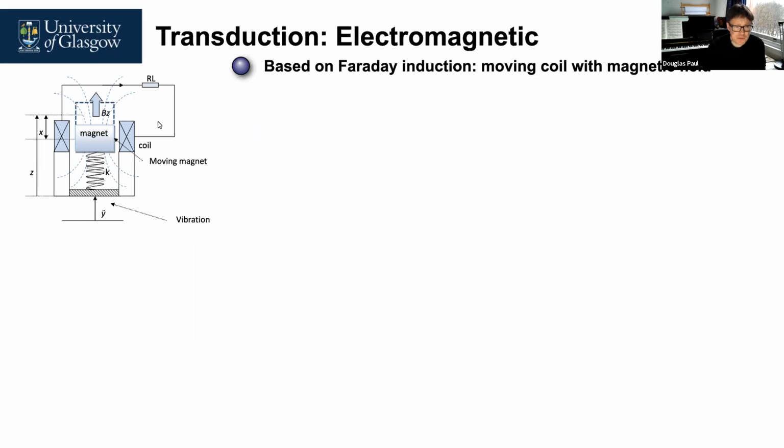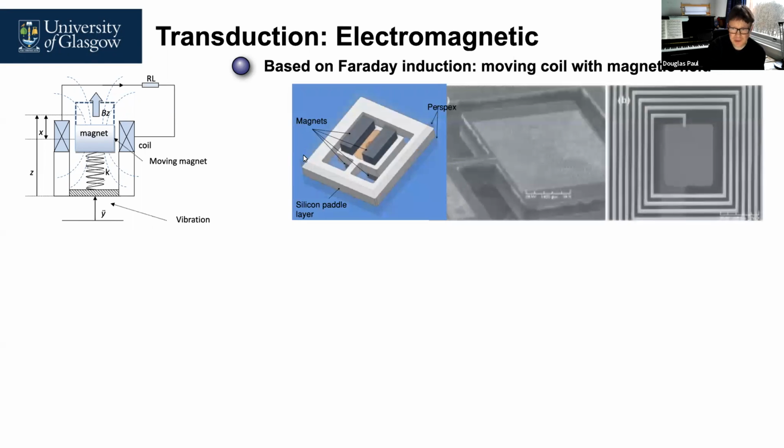So the first one is going back to the electromagnetic. So really what we have here is the coil and a magnet, and we're using the Faraday induction. So either a moving coil or a moving magnet, one through the other, allows us to generate an electrical current in the coil. And this is what we showed in the second lecture. Here's some examples of microfabricated, where there's permanent magnets on a silicon paddle.